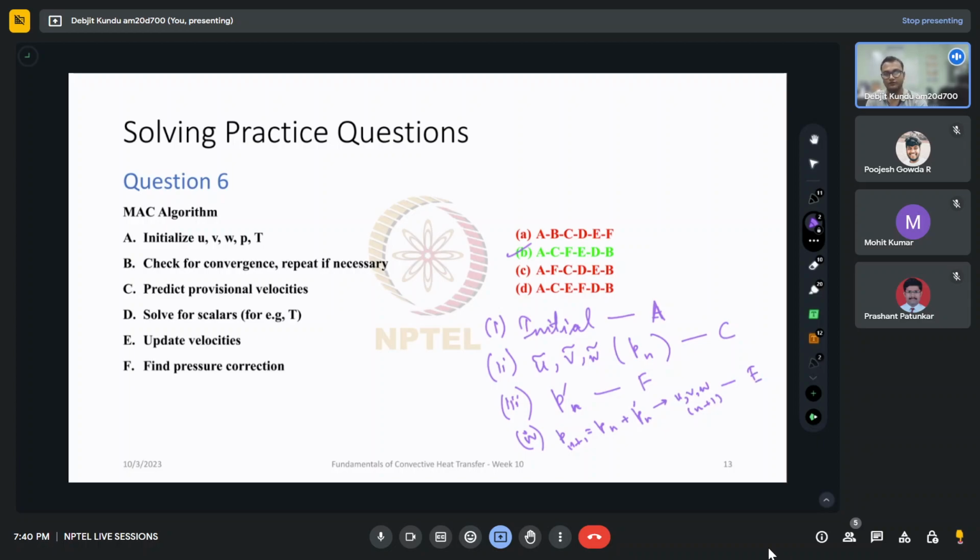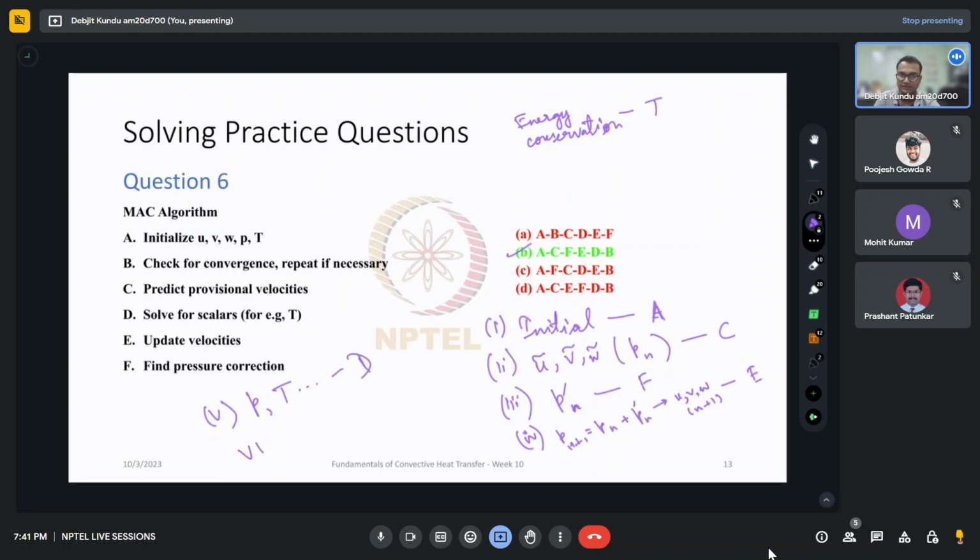Then for the next step, the fifth step, after you have calculated the velocities, is when you solve for the scalars. The pressure P is already solved. Any other scalars like temperature, mass fraction, and so on, those scalars should be found out at this step when we have the velocity field with us. So let's say in this case, the energy conservation equation would be solved at this step to find out T, right? So this step is step D.